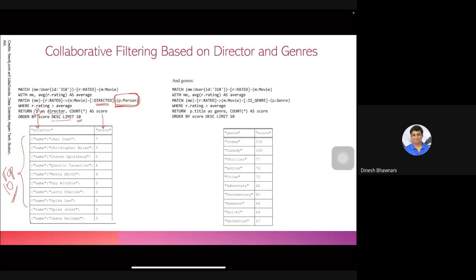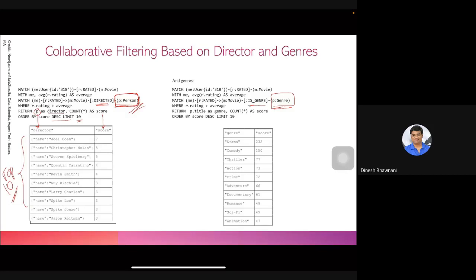Can we do that for genre? We can. What has changed here? We cannot use P as person anymore. So you have to look up for genre. So you have to see P colon genre. Then the relationship cannot be directed, it has to be is genre.